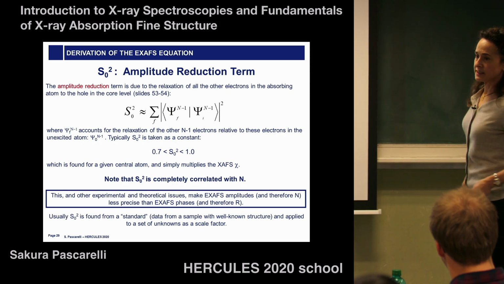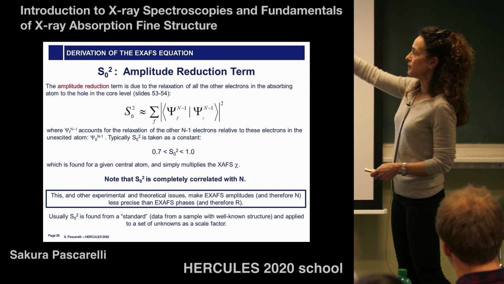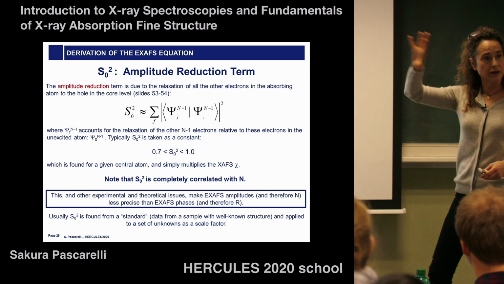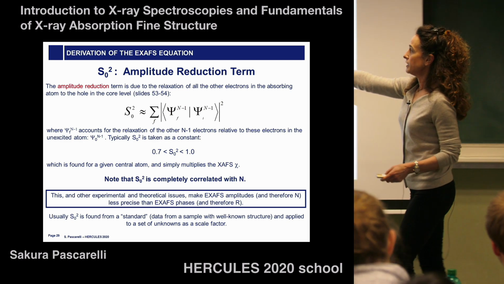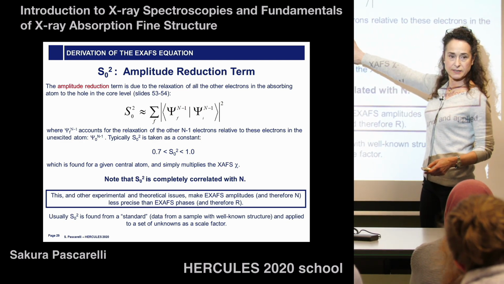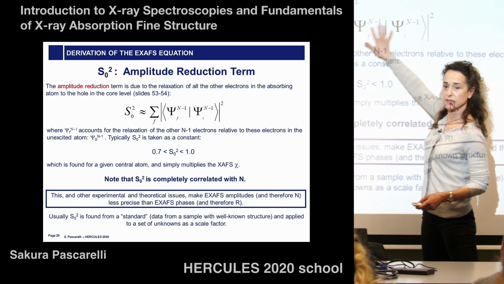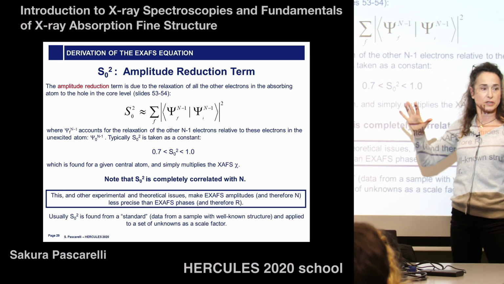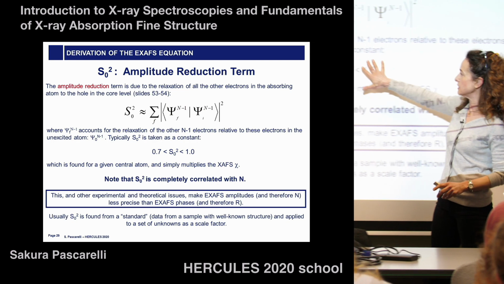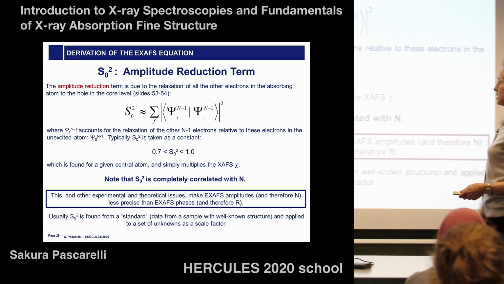So this we've already seen, so we can go quickly. This is something that you will always have in your analysis. We put it at the beginning. As I said, it can be 1 in the best of cases when all the other electrons, nothing happens to them, but we know that they do rearrange a little bit. So this is always a number which is a little bit less than 1.